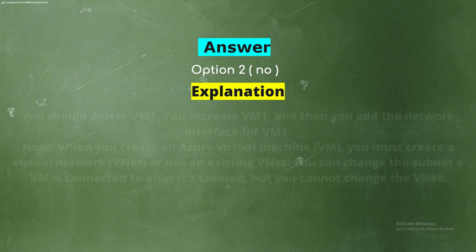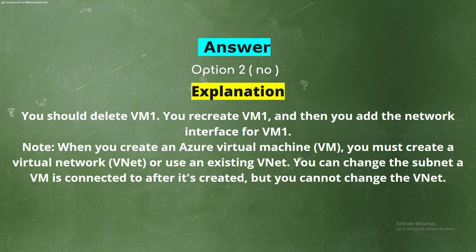Explanation: You should delete VM1. You recreate VM1 and then you add the network interface for VM1. Note: When you create an Azure Virtual Machine (VM), you must create a virtual network (VNet) or use an existing VNet. You can change the subnet a VM is connected to after it's created, but you cannot change the VNet.